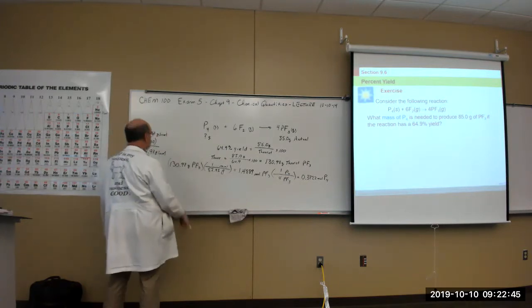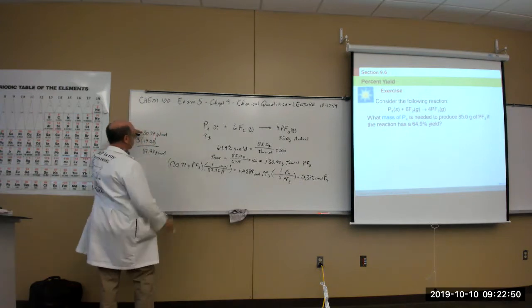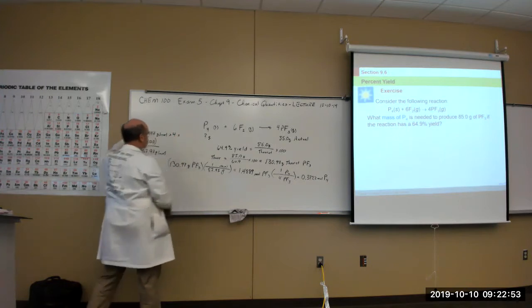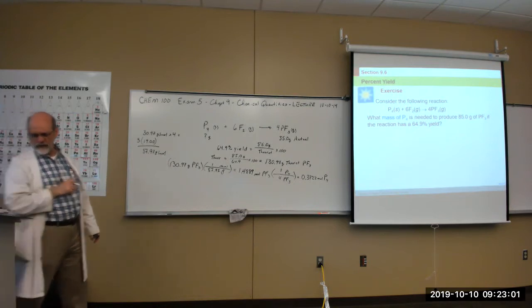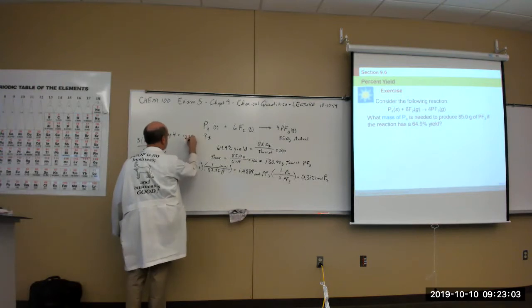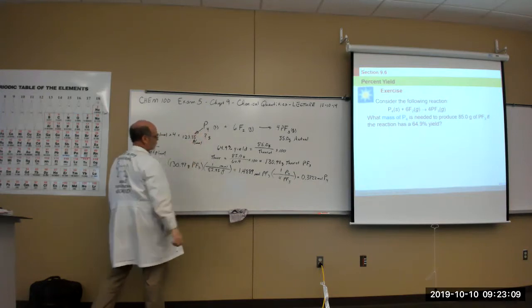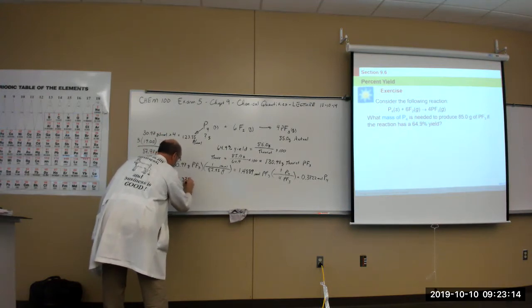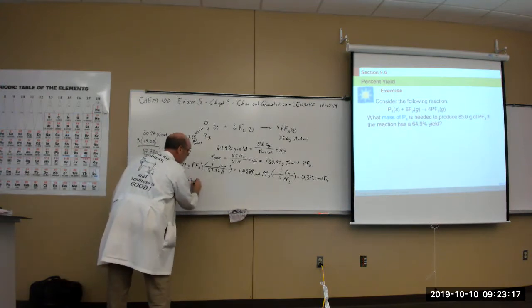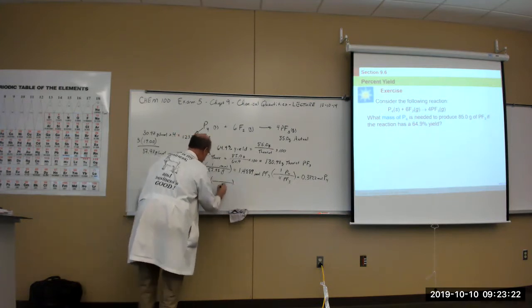So what's the molar mass of P4? Well, if that's 1, then 4 of them would be 123.88. So that's the molar mass of this one. And we're going to take that many moles of P4 and convert it to grams of P4.